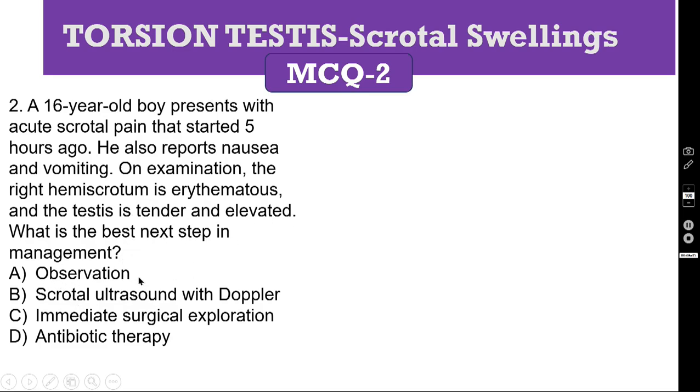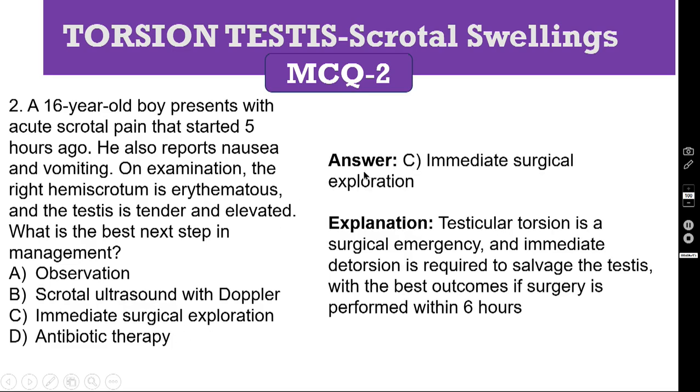A. Observation. B. Scrotal ultrasound with Doppler. C. Immediate surgical exploration. And D. Antibiotic therapy. So the correct answer is immediate surgical exploration. Observation, no, that is not correct, because this is an acute problem, you have to intervene immediately. Scrotal ultrasound and Doppler can be done if you are seeing the patient very early, immediately as they come. Here, already 5 hours have gone.